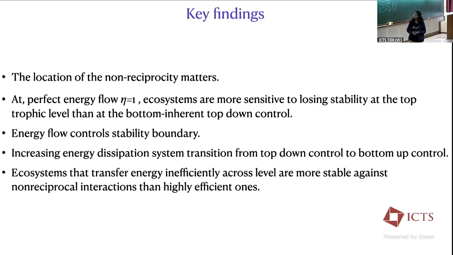So the key findings are that the location of the non-reciprocity matters. Where non-reciprocity occurs in the layered system, whether in the top layer or the bottom layer, will matter for the stability. At perfect energy flow, ecosystems are more sensitive to losing stability at the top trophic level than at the bottom. So it's an inherent top-down control. When eta is equal to 1, we saw there was an inherent top-down control. But this energy flow can control the stability boundary. If we increase the energy dissipation, the system can undergo a transition from being top-down to bottom-up. And we see that ecosystems that transfer energy inefficiently were more stable against these non-reciprocal interactions, which can give another perspective on this 10% energy rule.